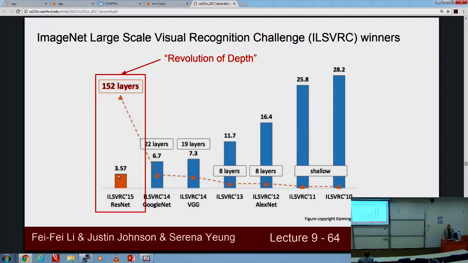And as a result, they have 3.5% top 5 error, which is supposedly better than humans. At least one particular human, Andrej Karpathy, who was in this group back then, actually trained himself to answer ImageNet questions and measured his own accuracy. And ResNet was better than him.